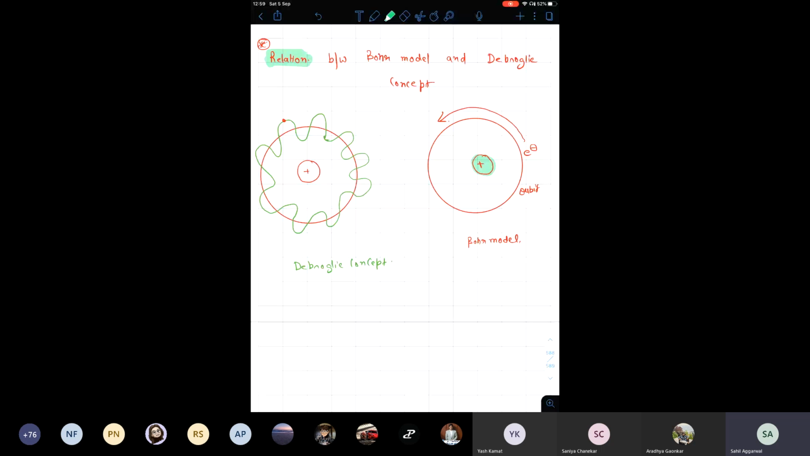As Sania has asked, was Bohr's model wrong? Bohr's model was not wrong. According to de Broglie, the model was not incorrect. It was correct only. So he found some relationship between the two. That's it. And he has not given his own model also.